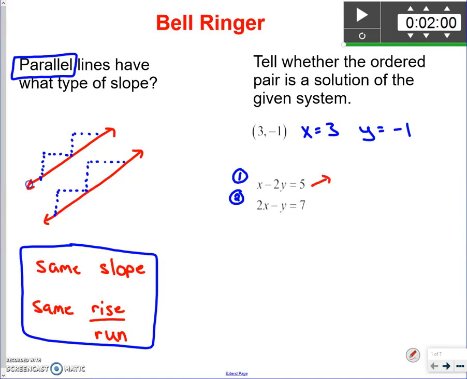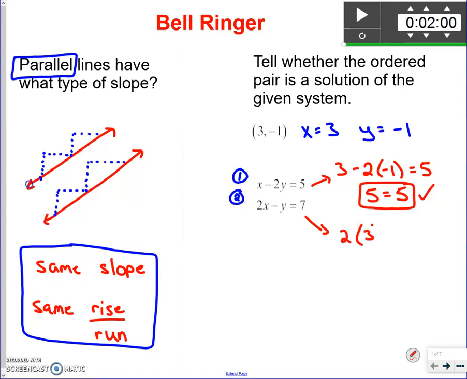So for this top one, guys, for the x, we can plug in a 3 minus 2. For the y, we can plug in a -y, and they want to say, does this equal 5? If we put this in the calculator, guys, it does come out to 5 equals 5, so this top equation is good.